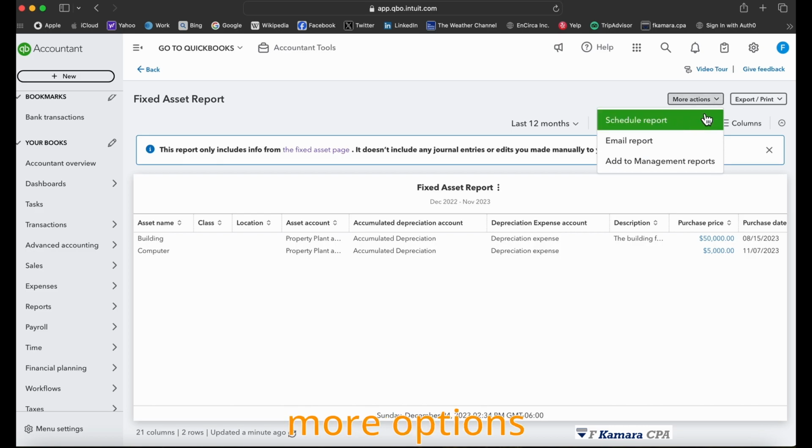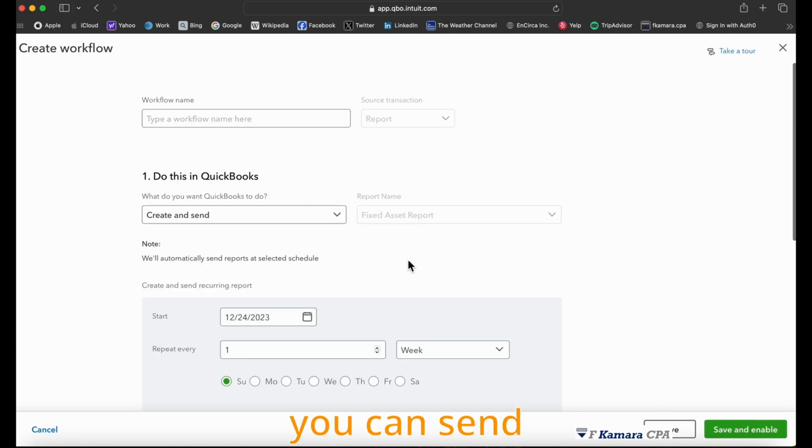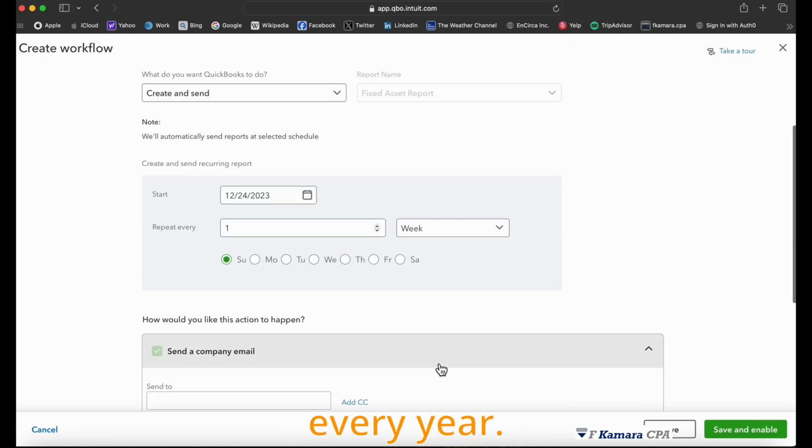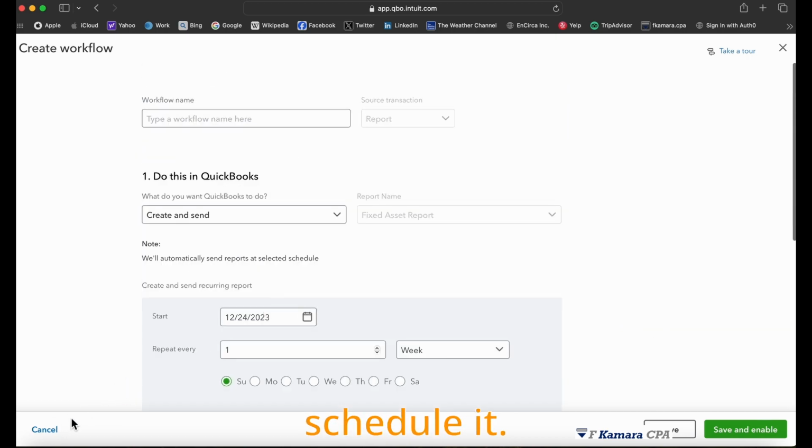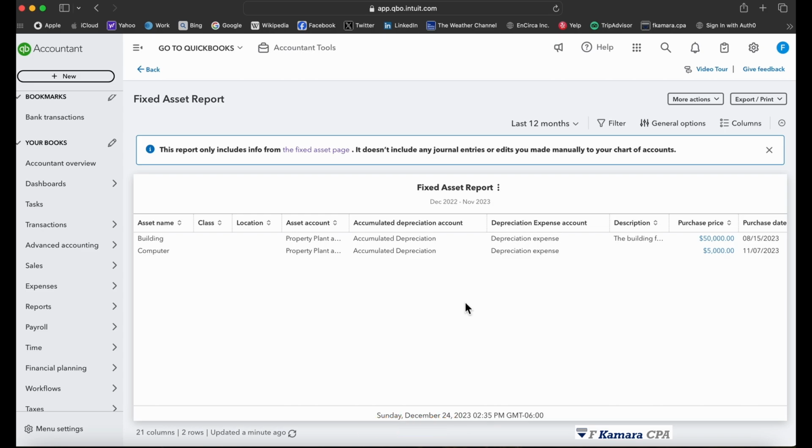You have the more options here where you can schedule the report. So you see, you can send these reports maybe every Sunday or whatever month, so you can schedule it. Now we can see this is the report. If you export this, it will show you the date the asset was purchased and the date it was placed in service, which makes it easier for you. So when you are sending this to the tax accountant or your tax preparer, it's easy for them to recalculate your depreciation when preparing your tax return.